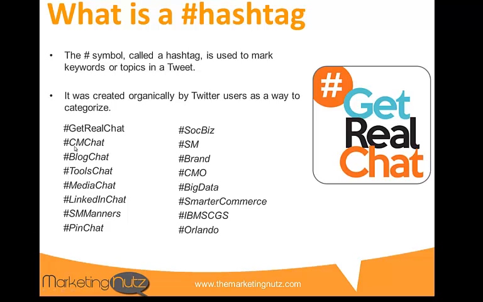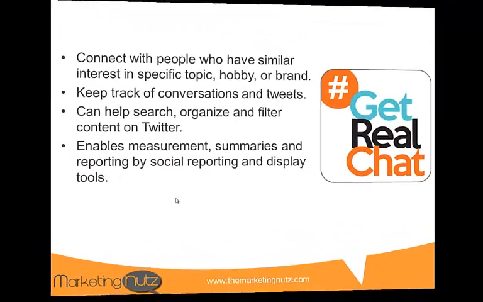So here on the left, you'll see some examples of some of my favorite chats. We have GetRealChat, we have CM Chat, which is Jessica Northey's country music chat. We have Blog Chat and some of the others here. Here on the right, these are just some words that we use for chats. These are for conversations in general on Twitter. And you'll see social business is the first one. We got smarter commerce, that's coming from IBM. You can use hashtags for events. So for example, IBM used the IBM Smarter Commerce Global Summit as their hashtag for their recent event they did in Orlando. And then you'll see even hashtags for places, for cities, for destinations. So I just put in Orlando as an example.